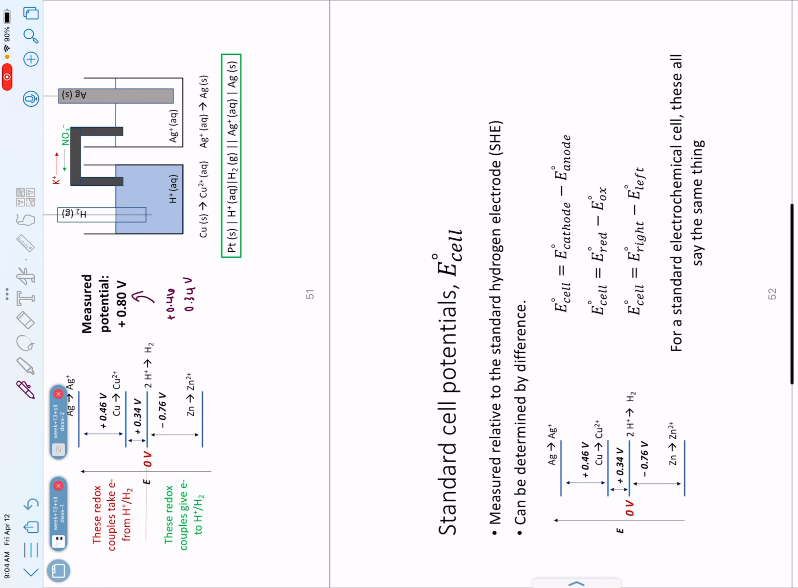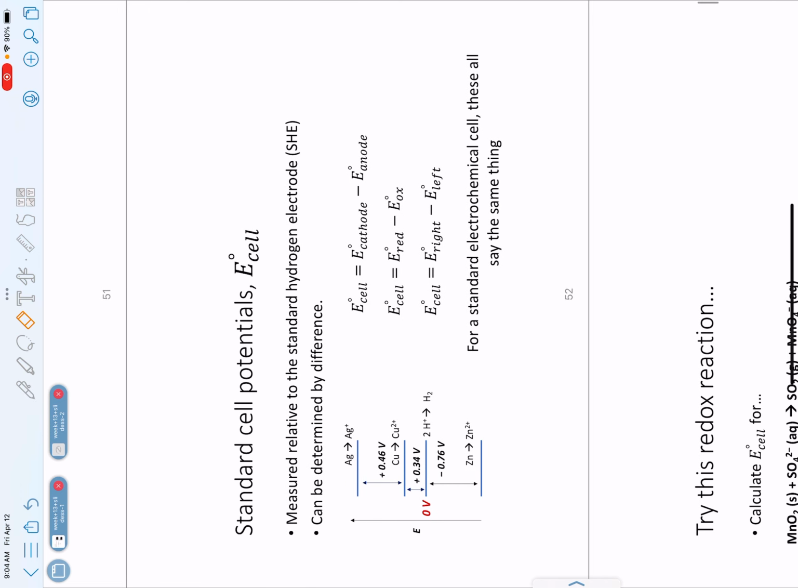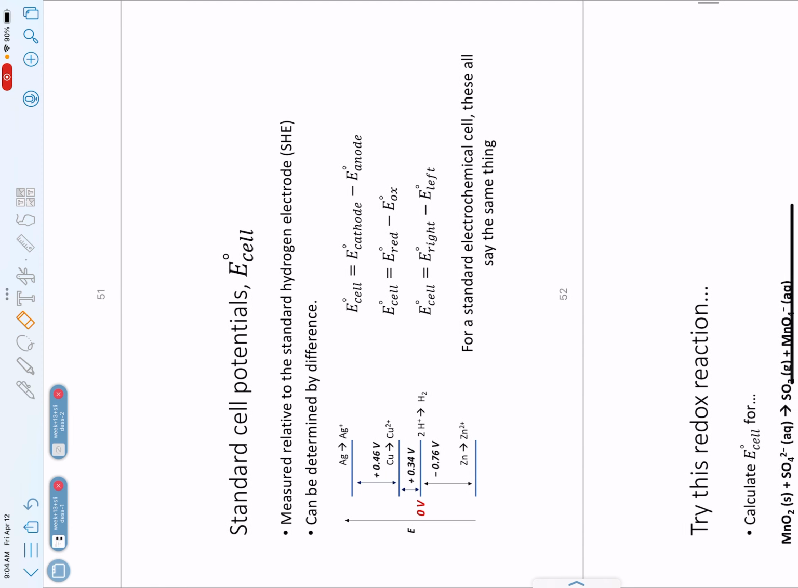Right? So what we do is we say, fine, on the right-hand side of my battery is where my reduction should be happening. Right? And on the left-hand side of my battery is where my oxidation should be happening. So if I know my half reactions and I know their potentials, I can separate the reduction and oxidation and subtract the oxidation from that and figure out how far apart they are. That's all these equations tell us to do.